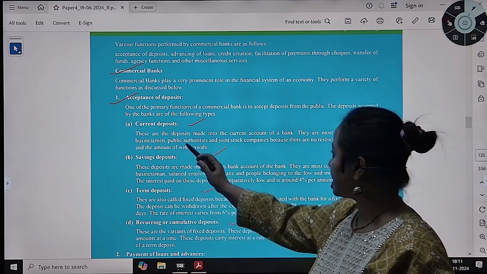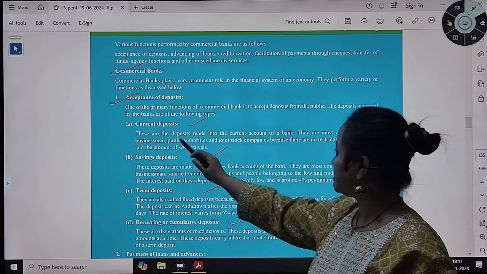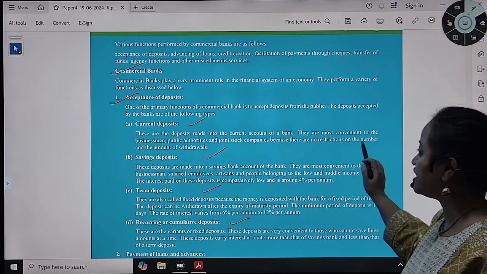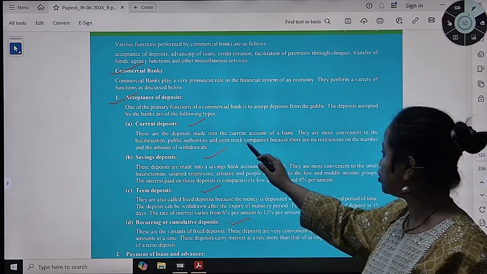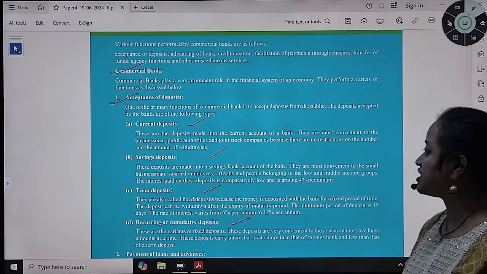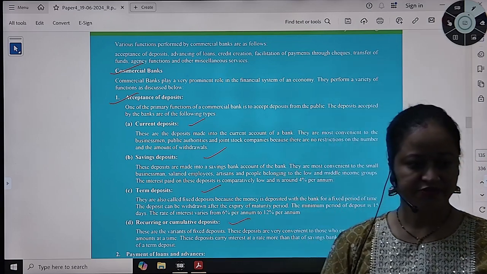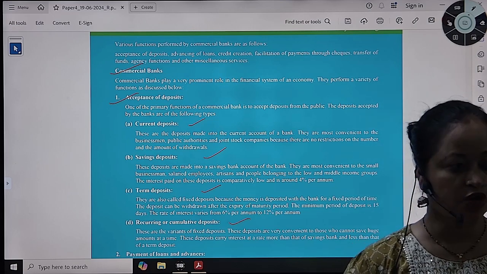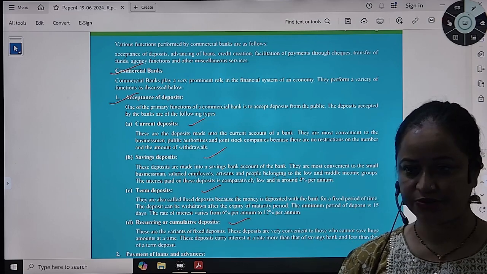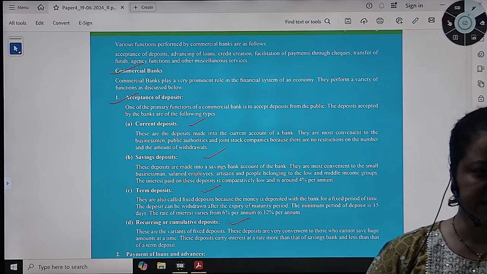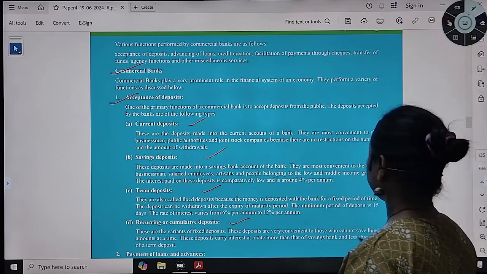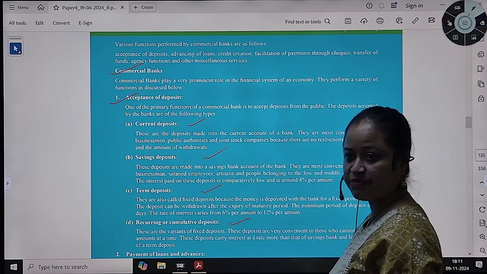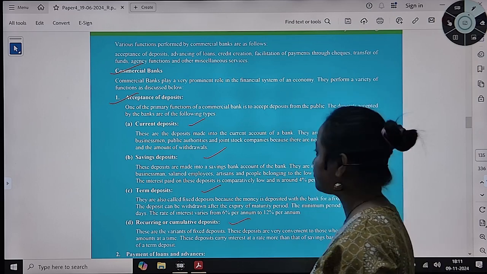The first one is the current deposit account. These are the deposits made into the current account of a bank. They are most convenient to businessmen, public authorities, and joint stock companies, because there are no restrictions on the number and the amount of withdrawals. A current account can be opened only by a businessman, that you remember, and it is convenient for the businessman. Why? Anytime, the businessman can withdraw as many times as needed from the account.